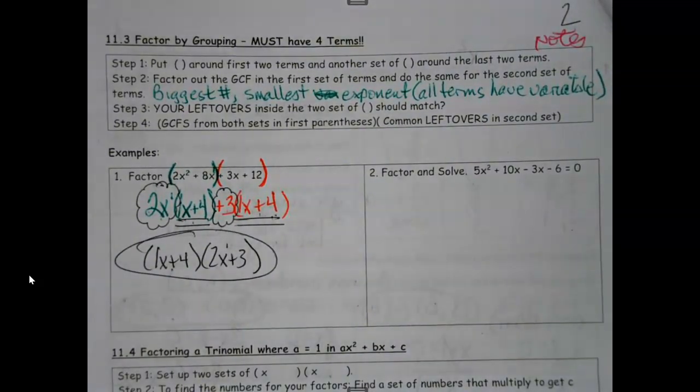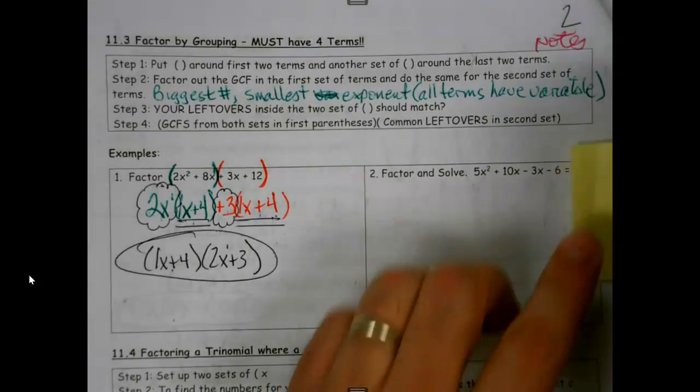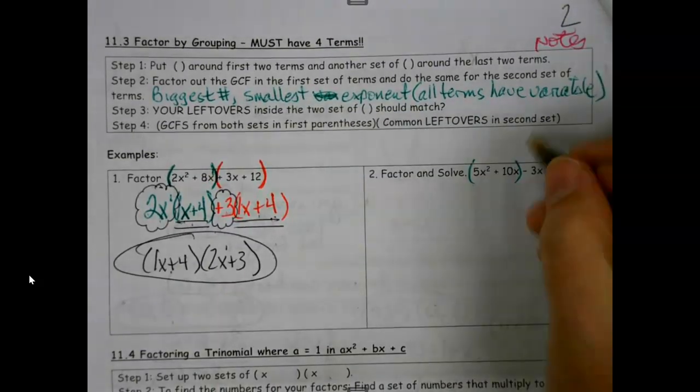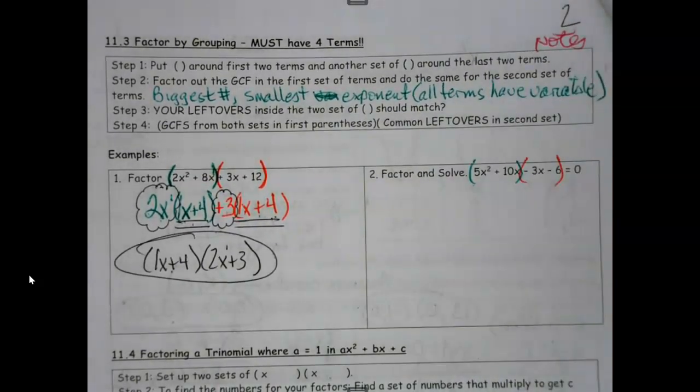Because that's going to allow us then, if we need to solve like we're going to in the second one, that we can do that. So everything's the same. First pair, parenthesis them up. Second pair, parenthesis them up.